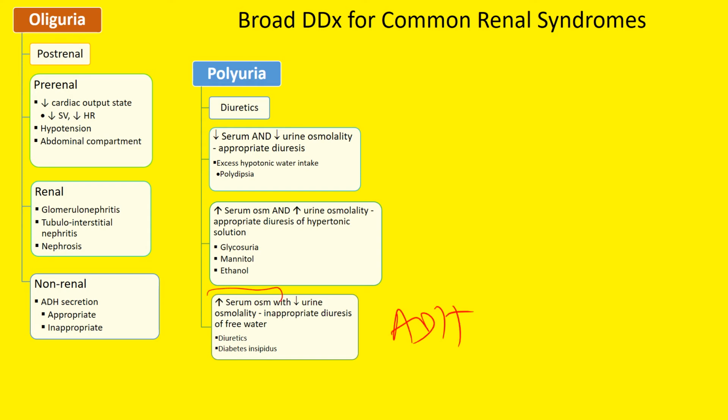Then the next thing is the inappropriate ADH related problems. You can have increased serum osmolality, so concentrated serum, but dilute urine, which is decreased urine osmolality. And so this is inappropriate diuresis of free water, and it can either be because of diuretics, you'll have to check it out, or you can have diabetes insipidus, which is reduced ADH or ADH deficiency.